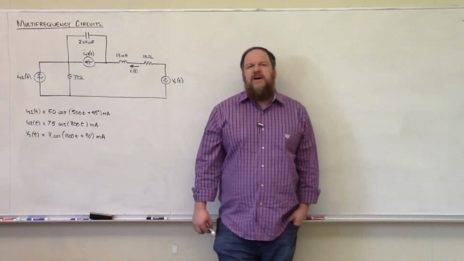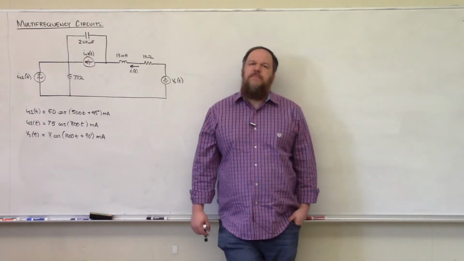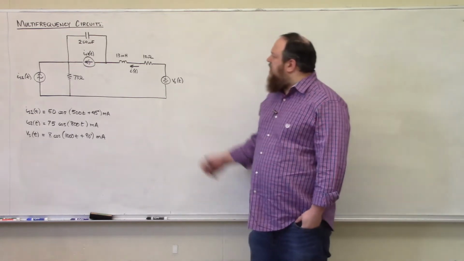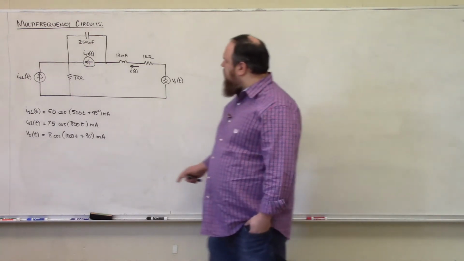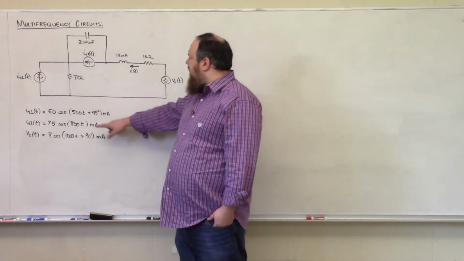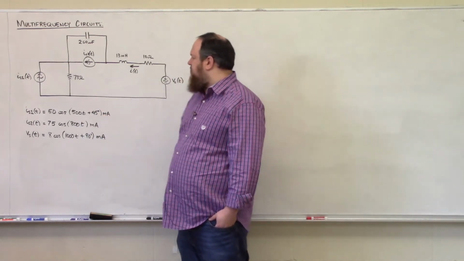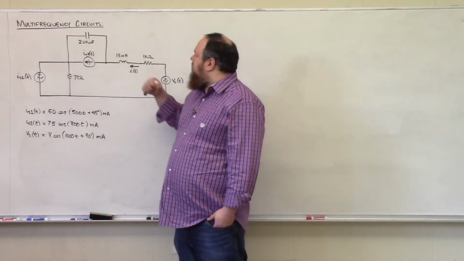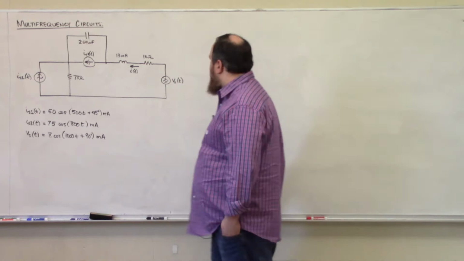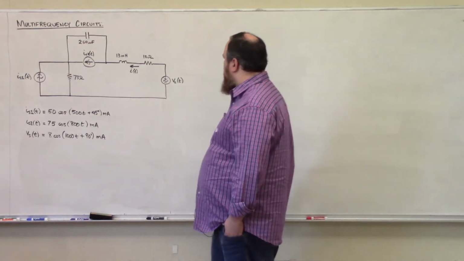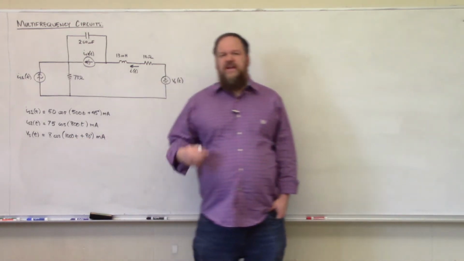Today we're going to talk about how to analyze circuits that are excited at multiple frequencies. The circuit I have on the board here contains two current sources, where our first current source is excited at an angular frequency of 500 radians per second. Our second current source is providing excitation at 800 radians per second, and our voltage source over here is providing excitation at 1000 radians per second.